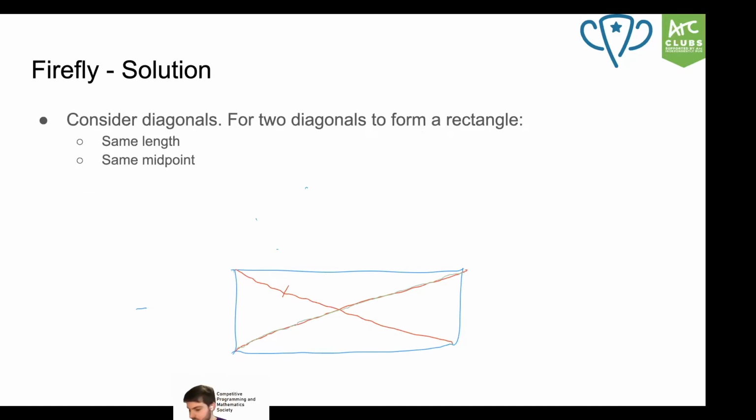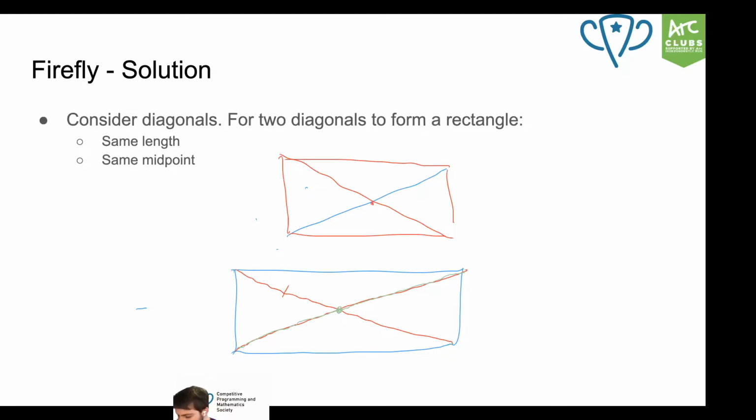The midpoint is just this point here. Both diagonals share a midpoint where they intersect. And one question that may arise is, is it sufficient if you get two lines? You have one line here and a second line here. If they have the same length and the same midpoint, do they form a rectangle like this? And the answer is yes, they do.